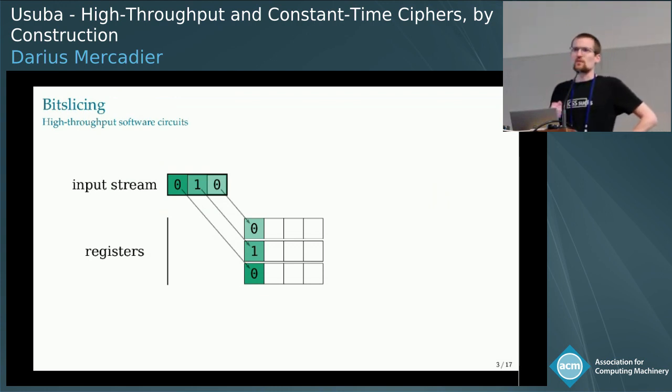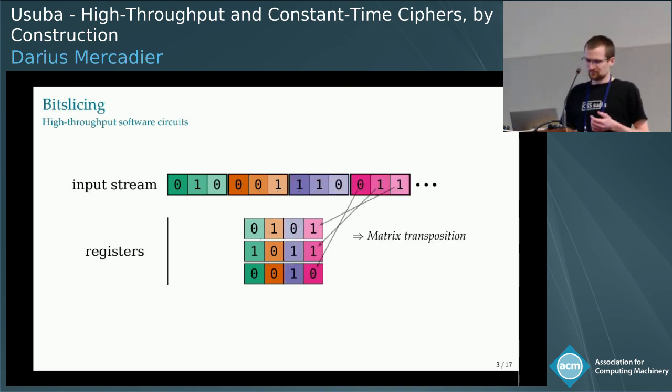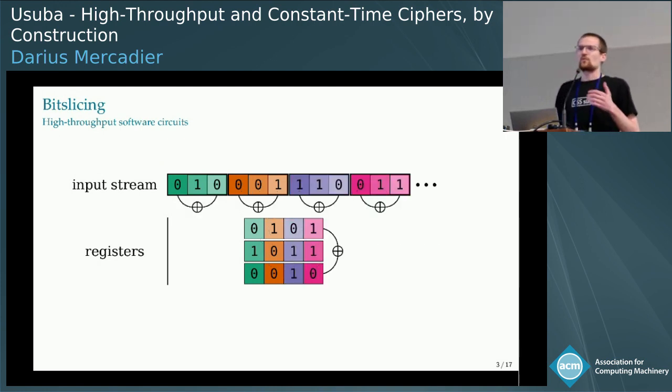Let's assume we have an input stream of some 3-bit data. We are going to need 3 registers to store them, and each bit of our input is going to go in a different register. Now, there is a lot of empty space in our registers, so what we can do is to take the second input, independent of the first one, and put it in our registers as well. And we keep doing the same thing until our registers are full. And now, when we do an operation between 2 registers, we're actually computing 4 times the same operation at once. For instance, a XOR between the first and the third registers computes 4 XORs at once.